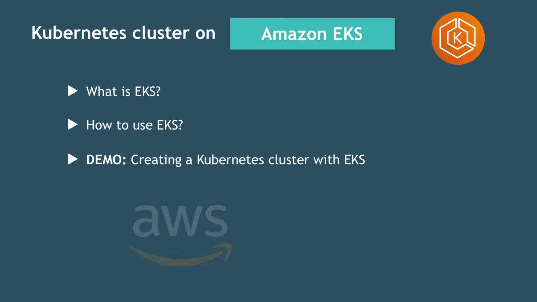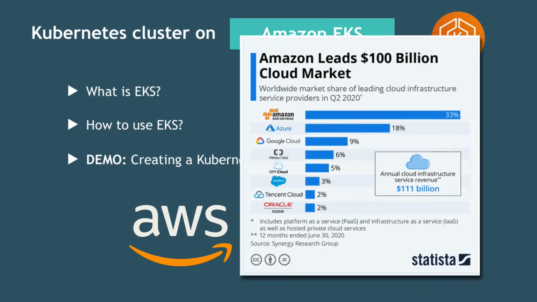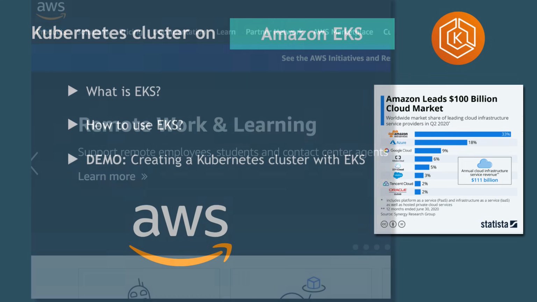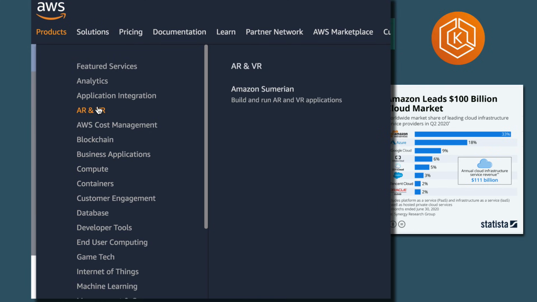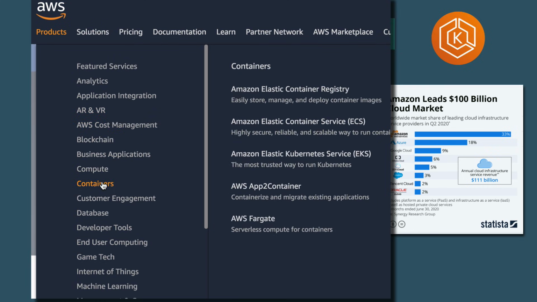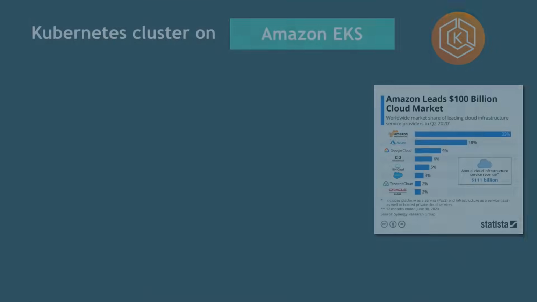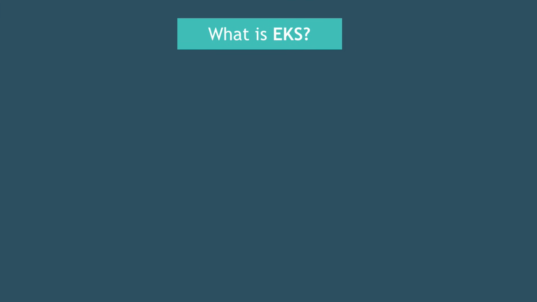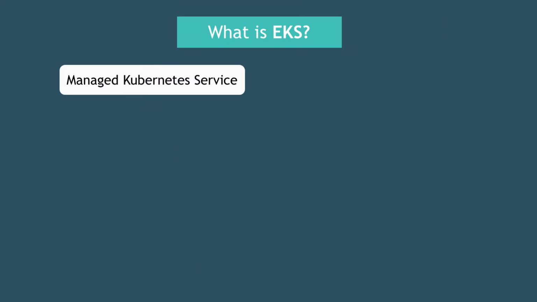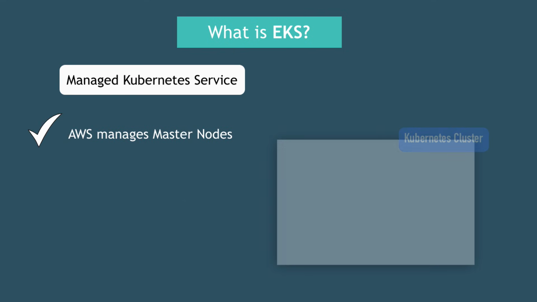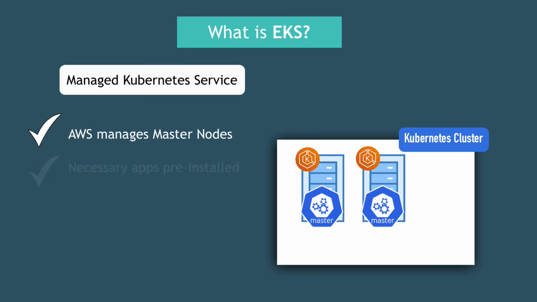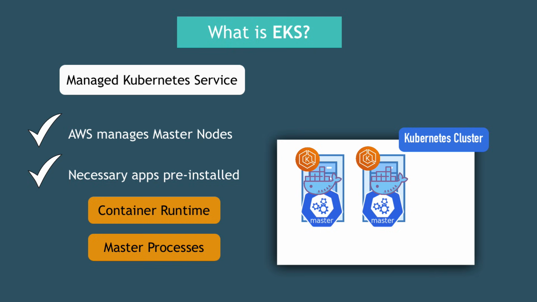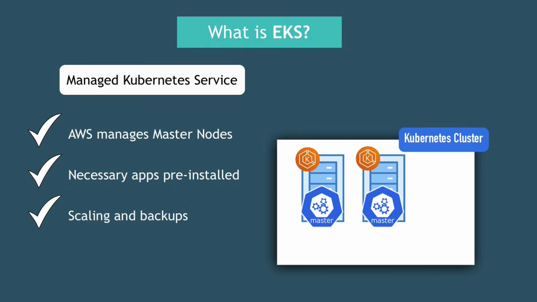For a quick overview, AWS is one of the most popular cloud platforms, which has tons of services for different use cases. And EKS, Elastic Kubernetes Service, is just one of those many services. So what is EKS? It is a managed Kubernetes cluster, meaning AWS will manage the master nodes for you. It will create the master nodes, install all the necessary applications on them, like container runtime and Kubernetes master processes. It will take care of scaling it when needed, doing backups on that, etc.